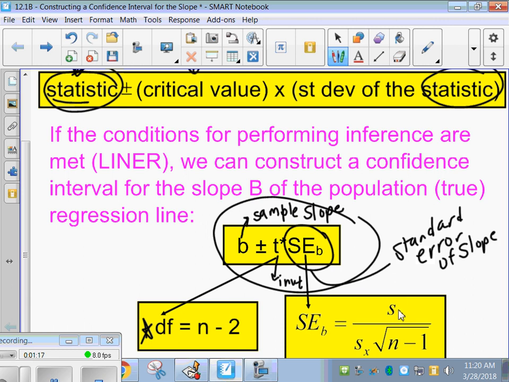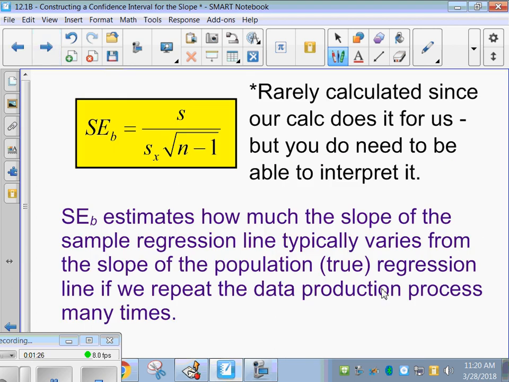The formula for this is right here. We don't really use this formula. It's going to be given to you most of the time, or actually all the time. However, you do need to interpret it. So this is standard error of the slope, and you want to be sure you write this down. It estimates how much the slope of the sample regression line typically varies from the slope of the population or true regression line if we repeat the data production process many times. All right, so it's how much the slope varies from the population regression line.